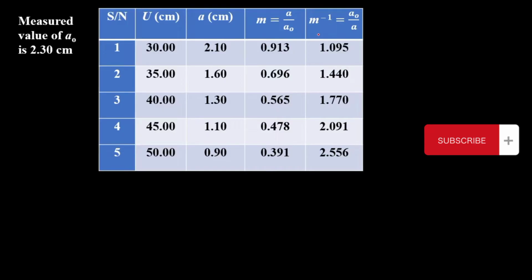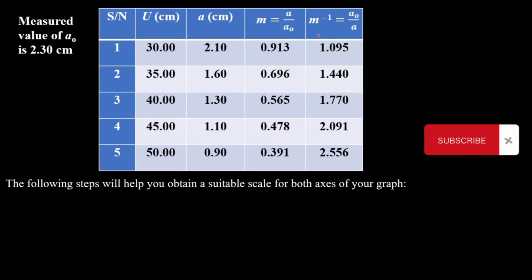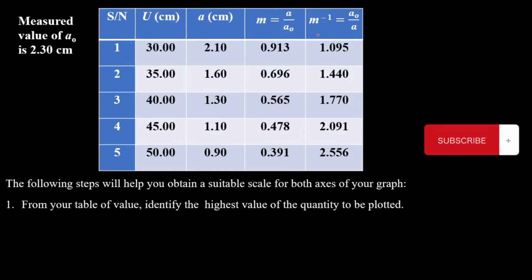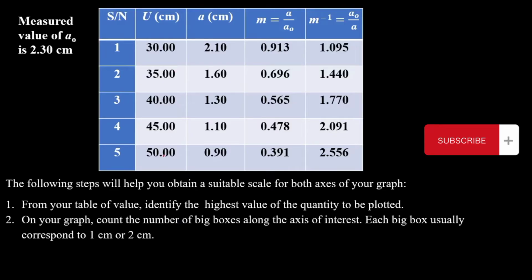How do we do that? I have been able to outline steps that can guide our choice of a scale. The first step is to find the highest value of the quantity to be plotted. Now, let us first focus on the horizontal axis. We are plotting U on that axis, and the highest value here is 50.00.